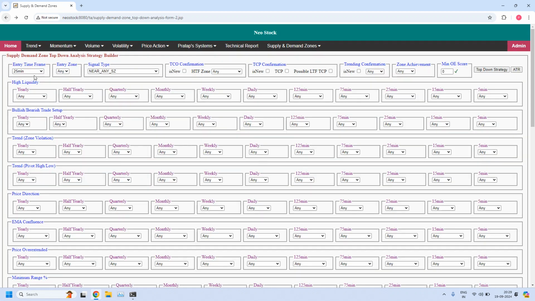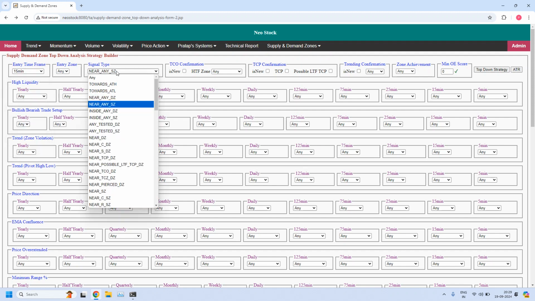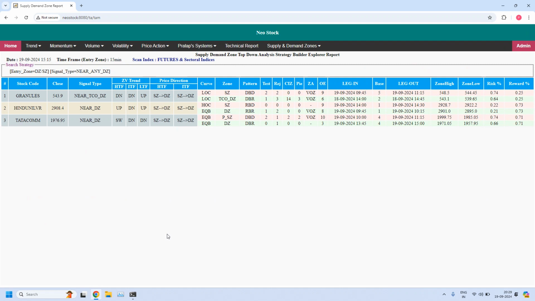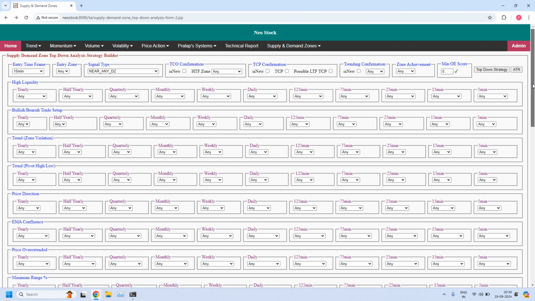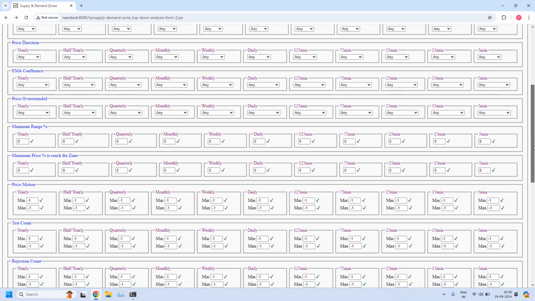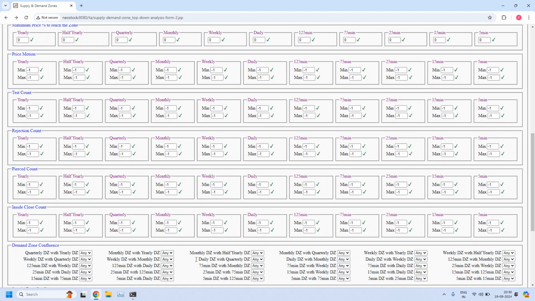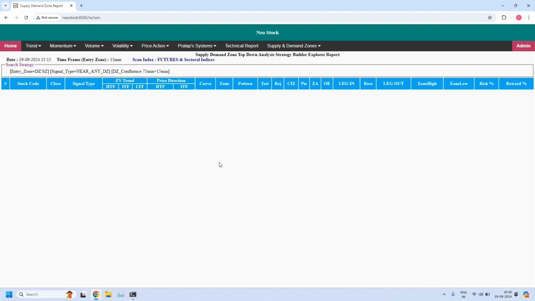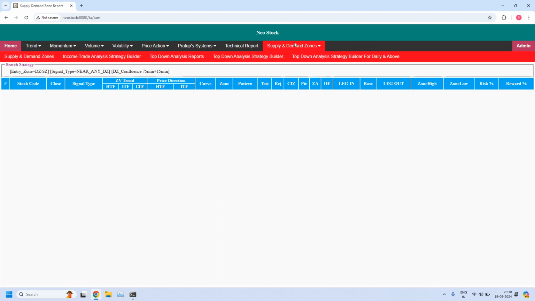Next time frame is 15 minutes. Let us find the stocks near 15 minutes demand zone. 3 stocks are filtered. Let's verify how many of these stocks are having a confluence with 75 minutes demand zone, that is ITF confluence. 15 minutes demand zone with 75 minutes demand zone. I'm enabling the filter. Let's verify. So none of the stocks are having a 75 minute zone confluence.